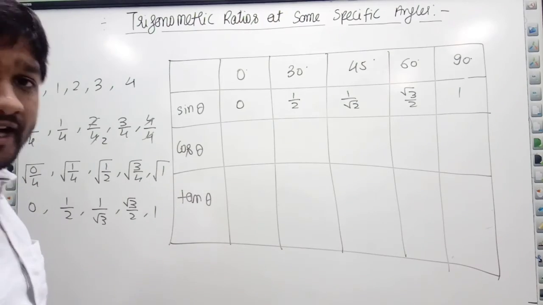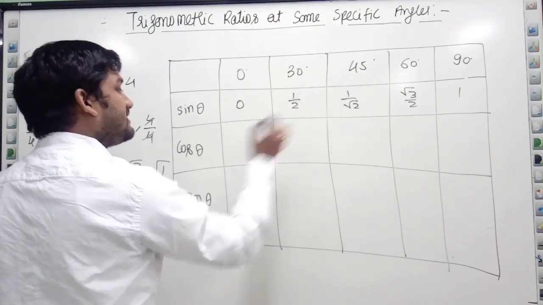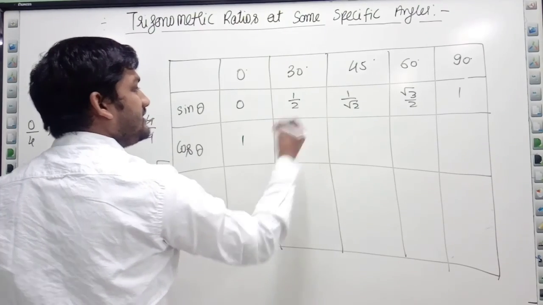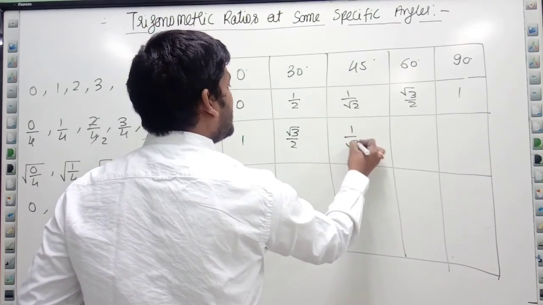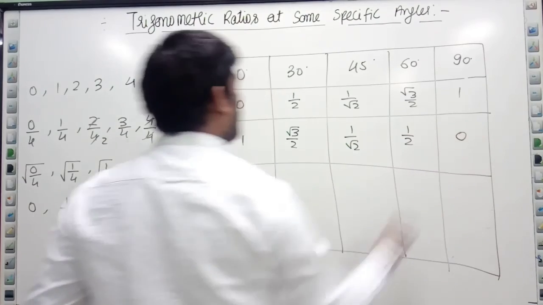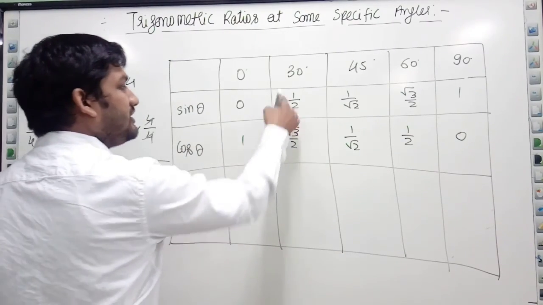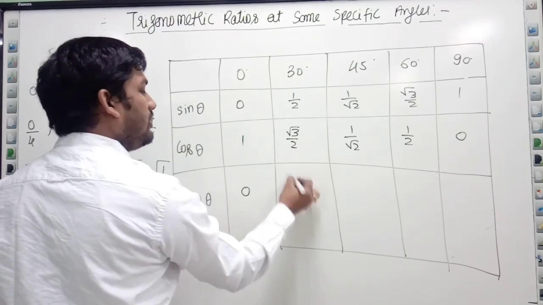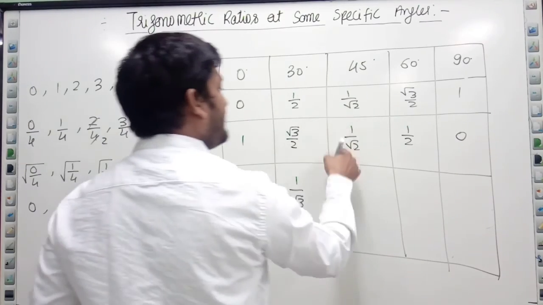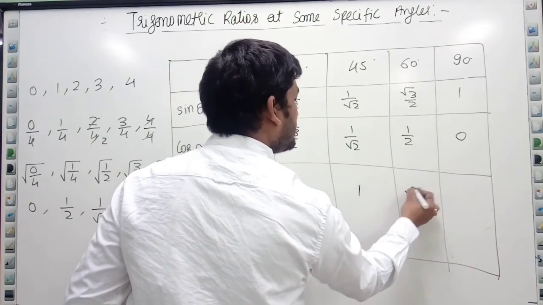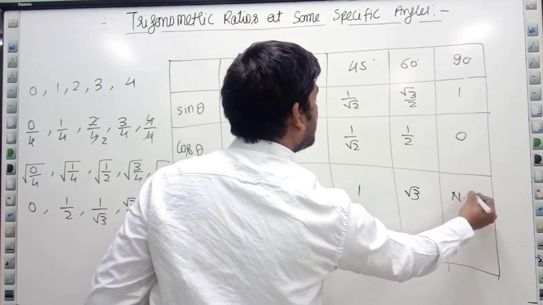Now for cos theta, I will be writing just the reverse. The last value will be at first, second last at second, and so on. You can see third last is at the middle, then 1 by 2 and 0. And then tan is sin by cos: 0 upon 1 is 0. Divide these two to cancel out, we get 1 by root 3. Divide these two, sin by cos, to cancel root 3. And 1 upon 0 is not defined.